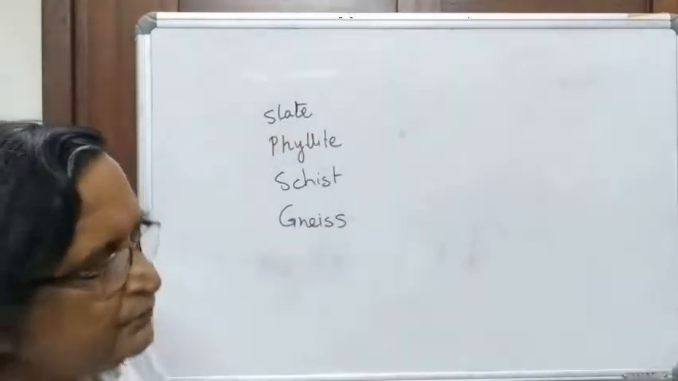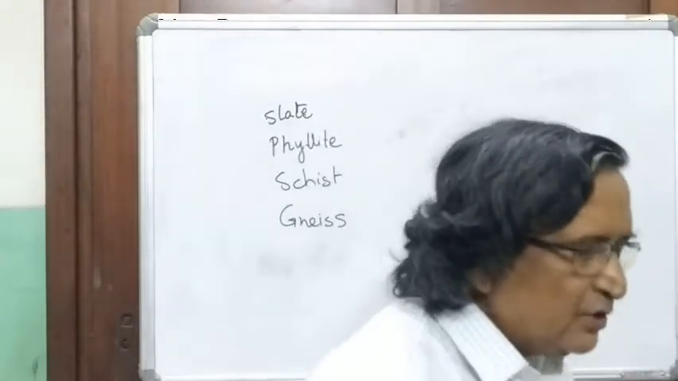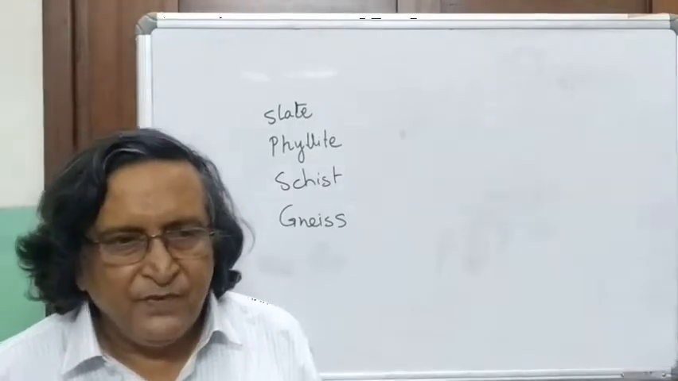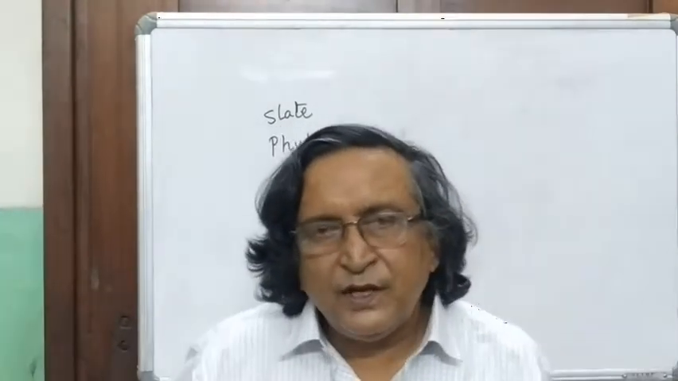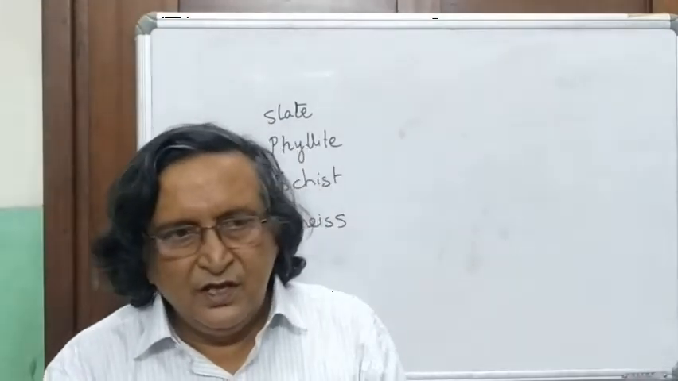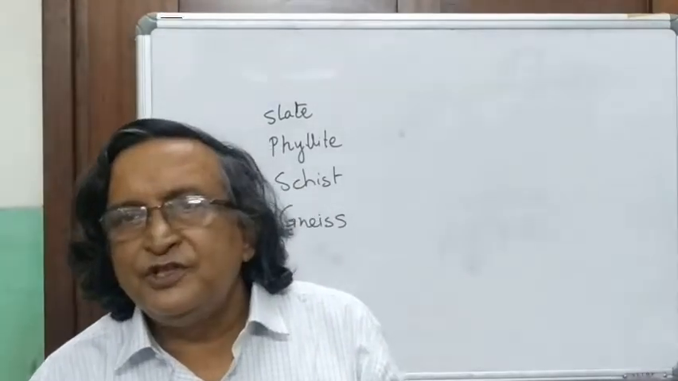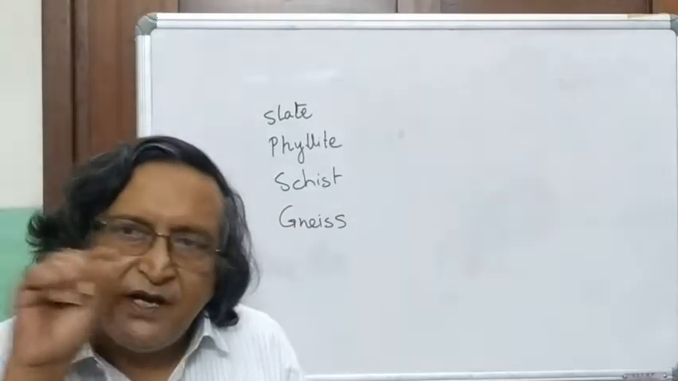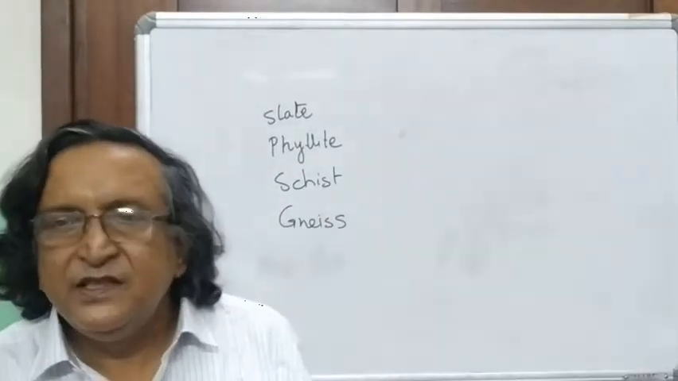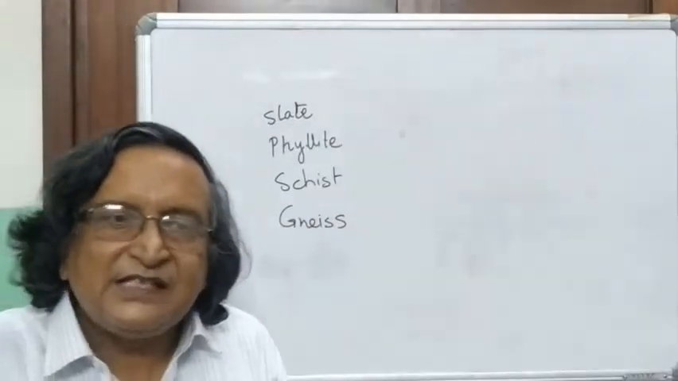What are these? Now slate, normally you will know this rock. I don't know, of course in modern times young children do everything on computers, but when we grew up, there was a small board given to us on which we used to write with chalk. We used to put it on our lap or on the table and write. That was made of a dark material. If it fell, it broke. That is called a slate.